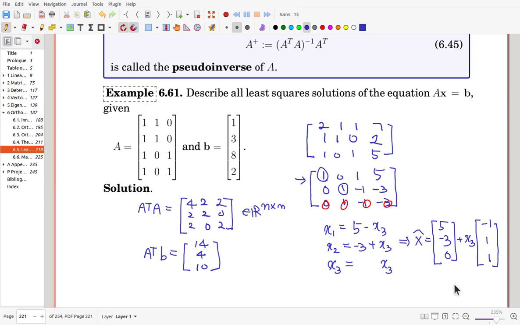Of course, for every choice of this x hat, if you try to measure Ax minus b, that is b minus A x hat, it will always be the same, because A times this portion will be 0. So this value must always be the same, and the value is the minimum among all choices of x.